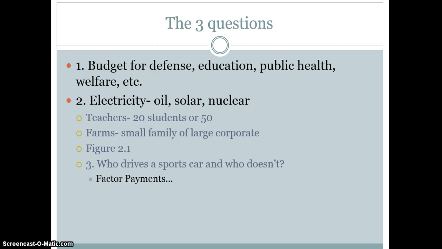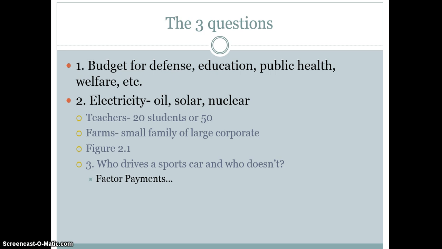The 3 questions. So the first one, when you look at what goods and services should be produced, when a government looks at that from its standpoint, basically it has to do with that government's budget. So how much do they spend on defense, education, public health, welfare? Every government only has a finite amount of money to spend, so it has to be wise in how it spends that money. And each country evaluates how much to spend on each category based on its own needs.